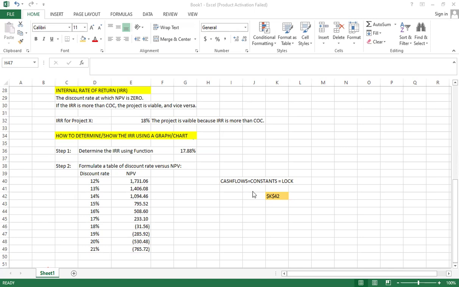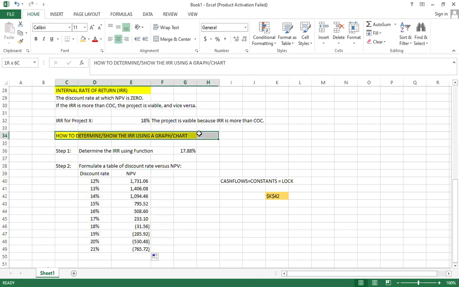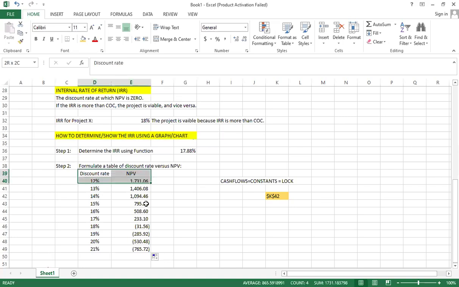So guys, or class, I'm hoping that we now have this table, because this is the table we need, so that as we wanted in this topic, we now show the internal rate of return on a graph or on a chart. All right. Now, how many have this information ready?